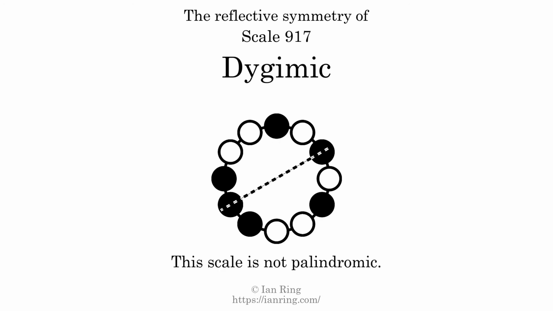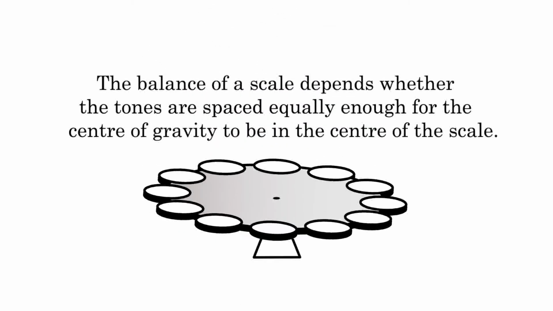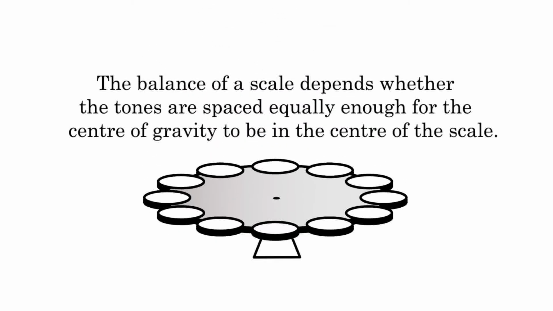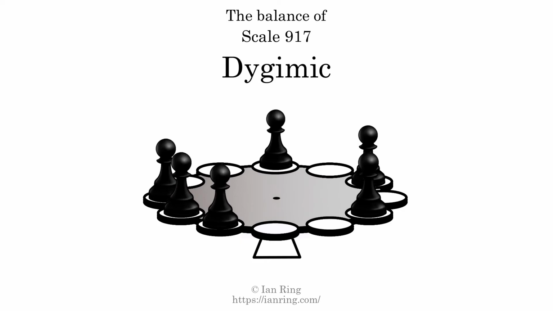This scale has reflective symmetry across an axis positioned 2 semitones from the root. This scale has a different pattern of intervals ascending and descending, so it is not palindromic. This scale has 1 ridge tone. Here, the balance of a scale depends on whether the tones are spaced equally enough for the center of gravity to be in the center of the scale. This scale is not balanced.